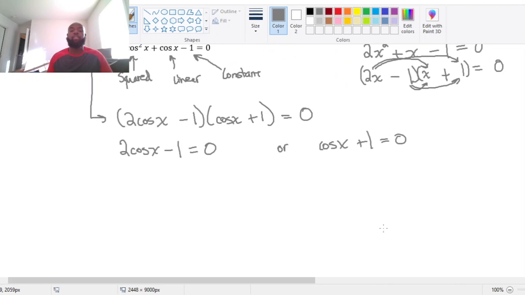And I can solve these equations for x. Here, I'll add 1 and divide by 2. I get cosine of x equals 1/2. Here, I'll subtract 1 from both sides. I get cosine of x equals -1. Now, my goal is to find x.